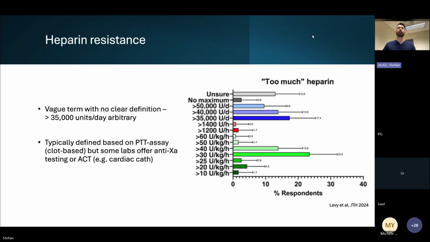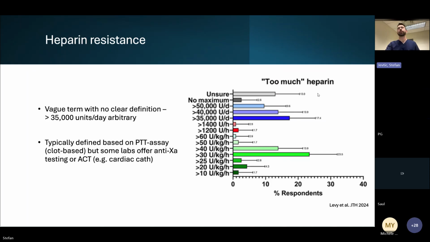The initial definition comes from a 1994 paper when unfractionated heparin was first being introduced, and clinicians started to notice that at above a certain point, patients were just not achieving therapeutic levels, and they arbitrarily defined that as 35,000 units per day. But there's a lot of variability in current practice.